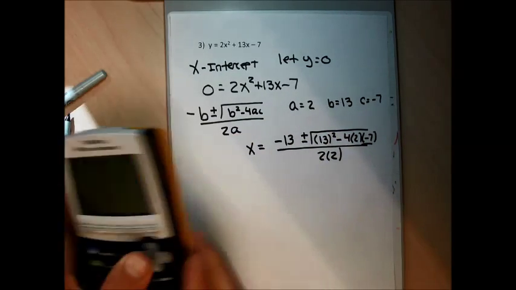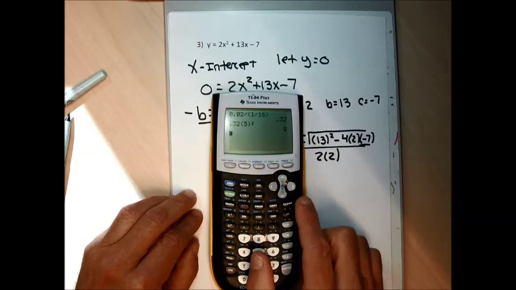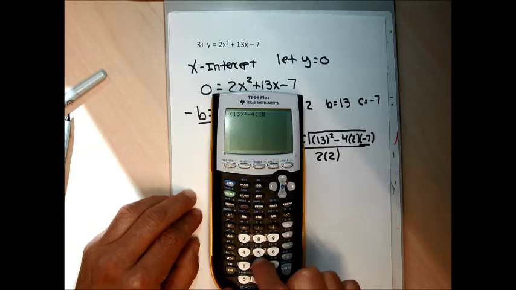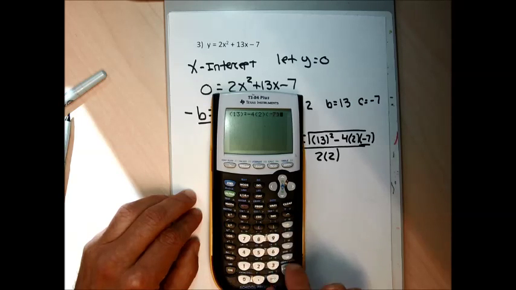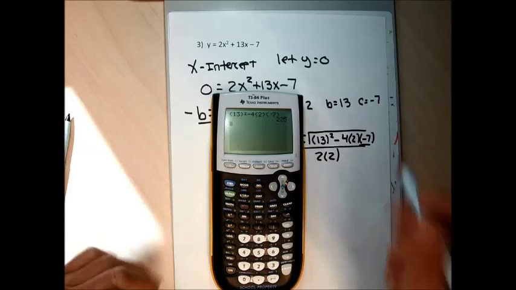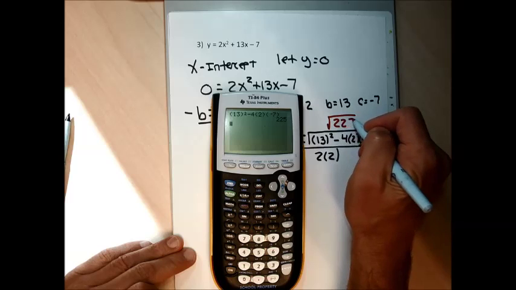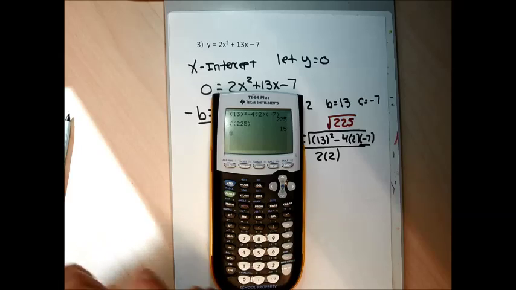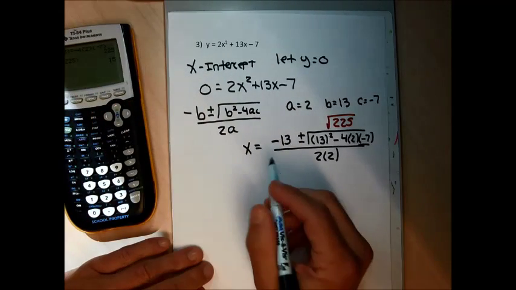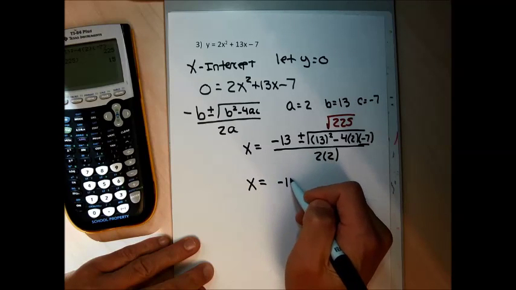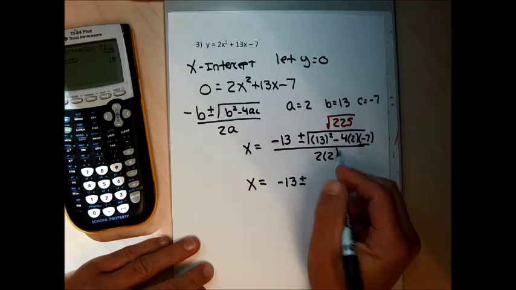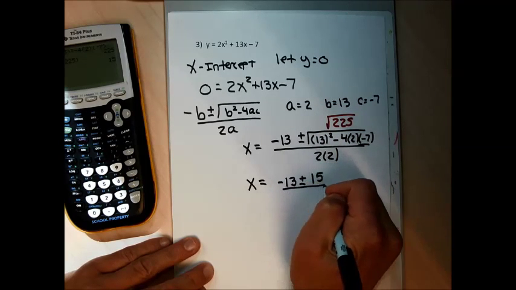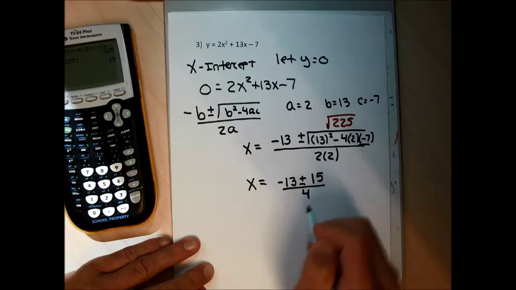I'll pull out my calculator to do this. So I'm going to go 13 squared minus 4 times 2 times negative 7. And under the radical, I get 225. So this comes out to be the square root of 225. I'll do that real quickly. Square root of 225 is 15. So when I go to do the quadratic formula, I'm going to get x equals negative 13. The plus or minus sign is going to hang out for a little bit. And this whole piece is going to turn into a 15 because it comes out to the square root of 225, which is 15. The denominator comes out to be 4.